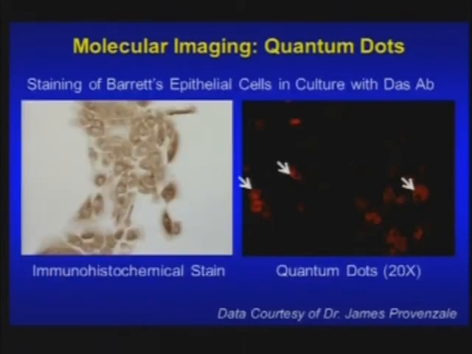Another molecular probe, the new kid on the block and still in development, uses quantum dots. Here are non-dysplastic Barrett's epithelial cells that have been immunostained with the DOS antibody, which seems to be specific for Barrett's intestinal metaplasia. On the left-hand side is the DOS antibody conjugated to quantum dots, done in vitro and then imaged with a fluorescent scope, and you can see that the quantum dots also have the ability to be used as an in vivo molecular imaging technology.